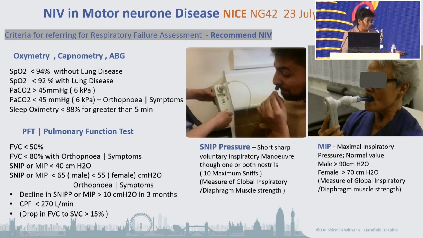Another measurement is the peak cough flow, or the cough peak flow, and 270 liters per minute is the value where it becomes significant that the patient is going to need support with NIV. This I put within brackets, the famous erect and supine vital capacity drop. That's not given in the guideline. However, in practical terms, it's very useful.